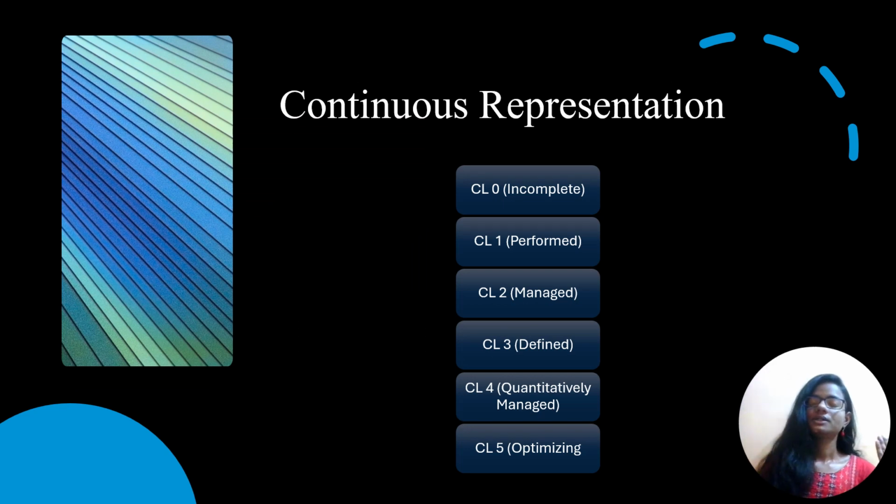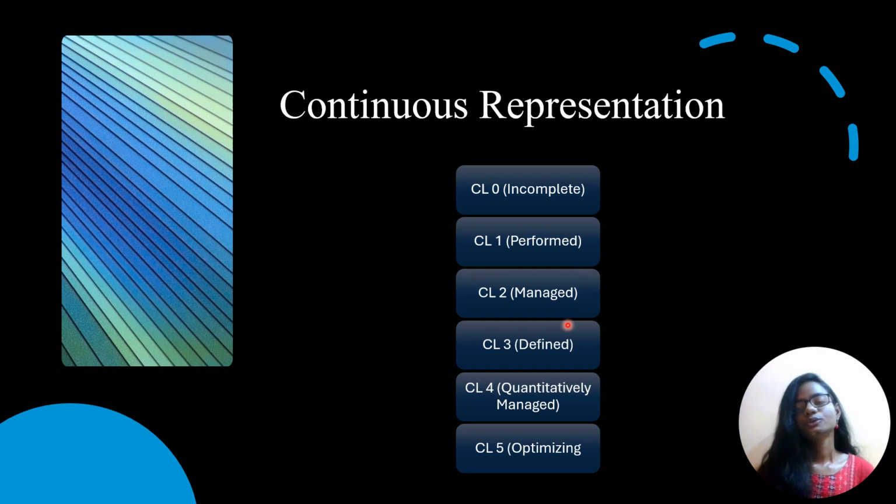One by one we will see what the continuous representation is and what the staged representation is. In continuous representation, we have 6 capability levels. The first one is CL0, that is incomplete. Incomplete in the sense that no requirements will be defined, it will be just a base. Every organization will automatically achieve this as it is the first step to enter. Every organization should automatically do this level. The next is CL1, that is performed. In this level, the process achieves some specific goals.